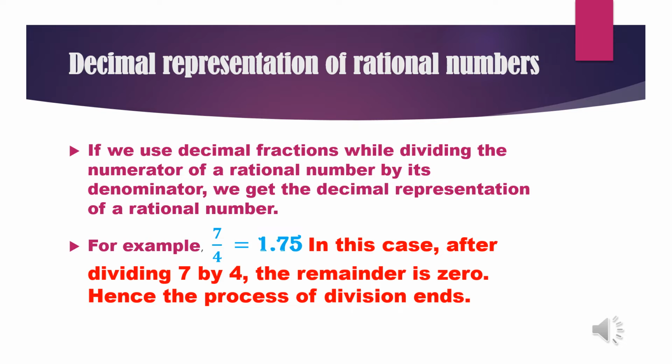If we use decimal fractions while dividing the numerator of a rational number by its denominator, we get the decimal representation of a rational number. For example, if we divide 7 by 4, we will get 1.75. In this case, after dividing 7 by 4, the remainder is 0. Hence, the process of division ends.